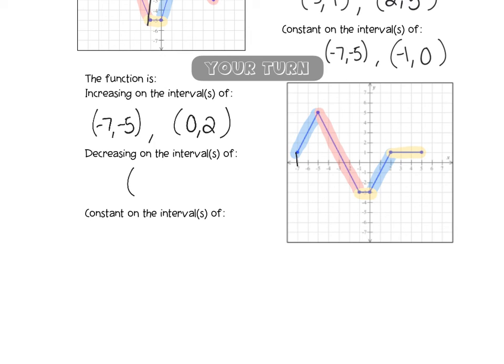Decreasing, there's only one set of parentheses where it is decreasing, and it starts at -5, where it starts to go down, and it ends at -1 on the x-axis. And then where it is constant, there are two sets here. So it is constant from -1 to 0 on the x-axis and from 2 to 5 on the x-axis. And that's all you've got to do for that one.